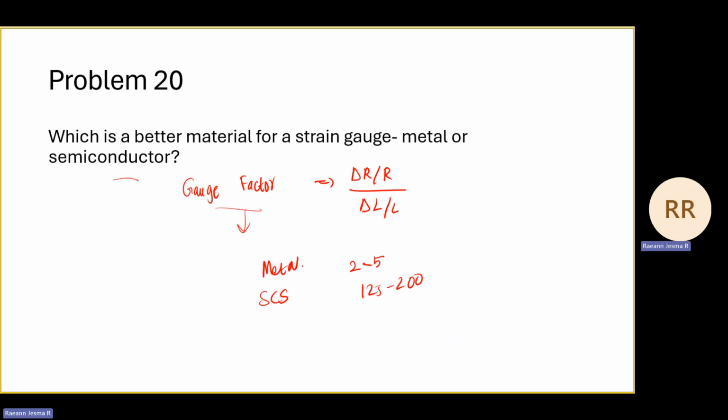Since this gauge factor measures change in electrical resistance to the mechanical strain, we can say that single crystalline silicon has a better gauge factor, so it will be a better material for sensing the strain, right? Because for a particular change in strain, we need more change in resistance. That way, we'll be able to sense even small changes in the strain in the material.